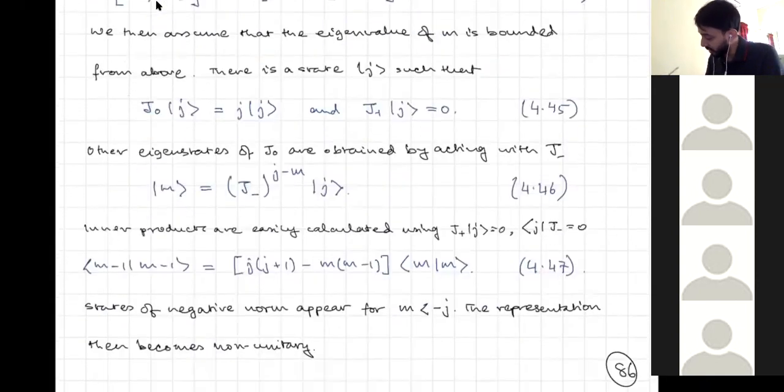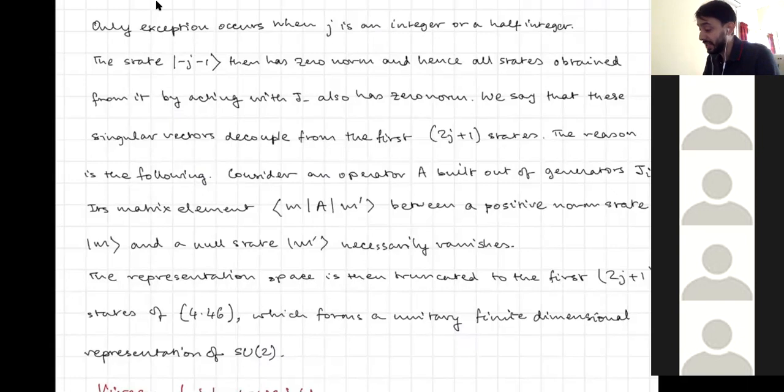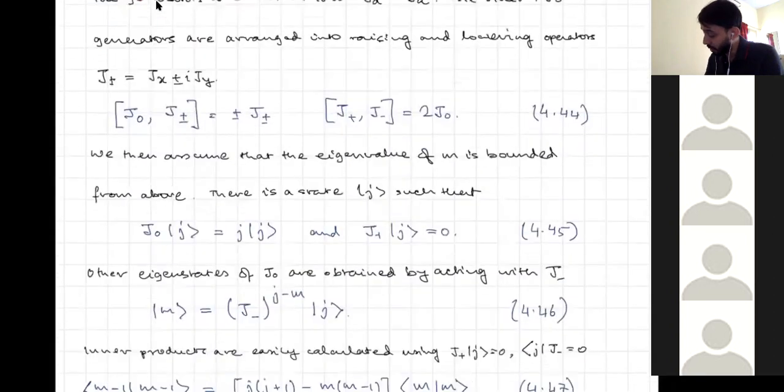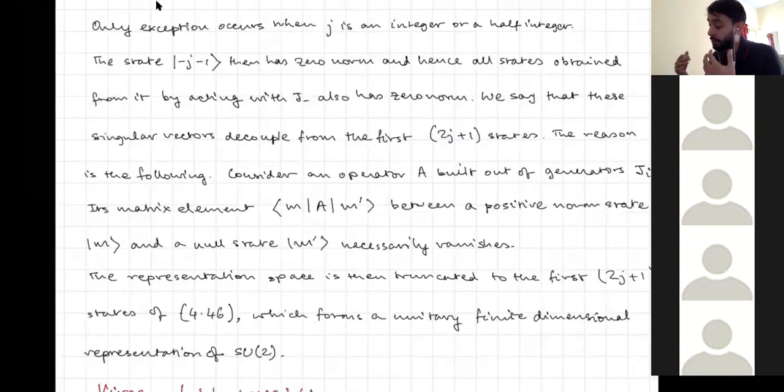Just very clearly, if you put in m is equal to this, you see that this particular thing just goes to 0. So this means that the state j minus 1 has a 0 norm. And since the norm of m minus 1 is related to the norm of m, all the subsequent states obtained from it by acting with j minus also become 0 norm states, okay? We will say that these are singular vectors and they decouple from the first j plus 1 states.